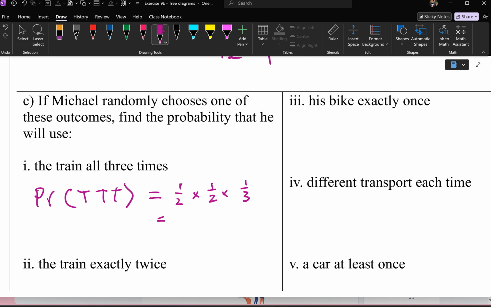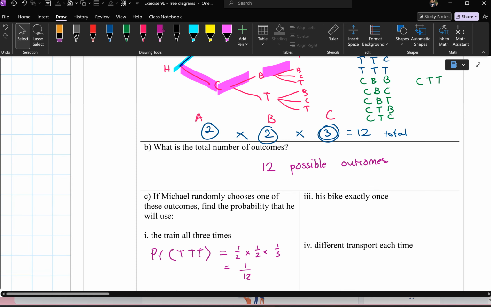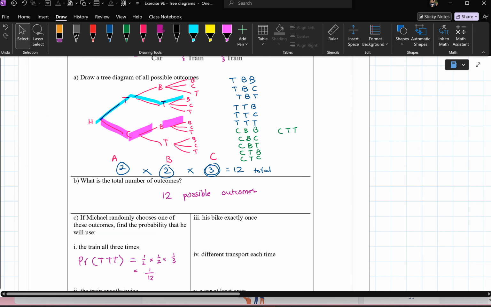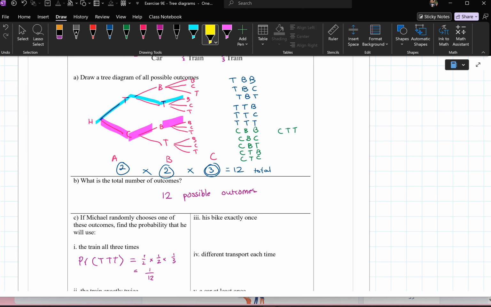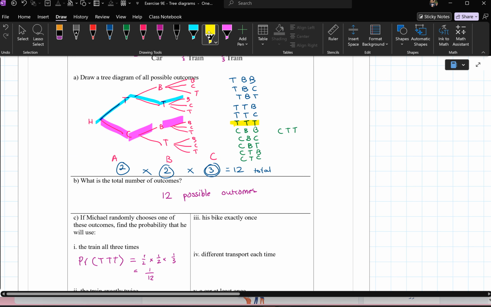So in total, that should be 1 times 1 times 1, which is 1. 2 times 2 is 4. 4 times 3 is 12. So 1 out of 12. But if you didn't like what I just showed you, you could have looked at your sample space. You know there are 12 options there. And how many options are there? Train, train, train. There was only 1. 1 out of 12. So that was one way of doing it.